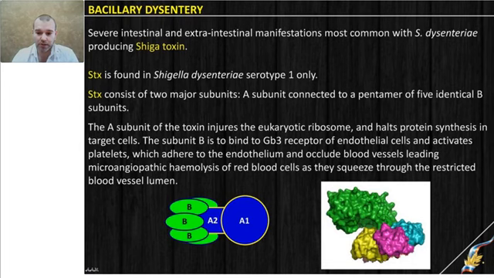Blood vessels will be obstructed from the internal part, and it will lead to hemolysis of red blood cells. They will need to squeeze through that restricted space, and they will be damaged, they will be destroyed, and in general, the disease will have systemic manifestations.